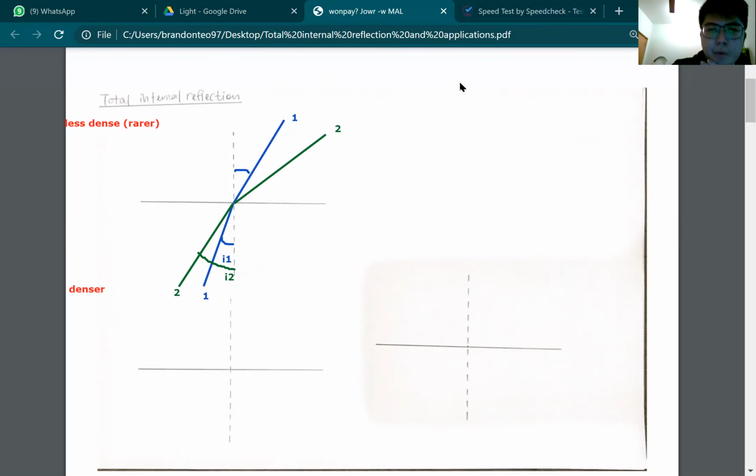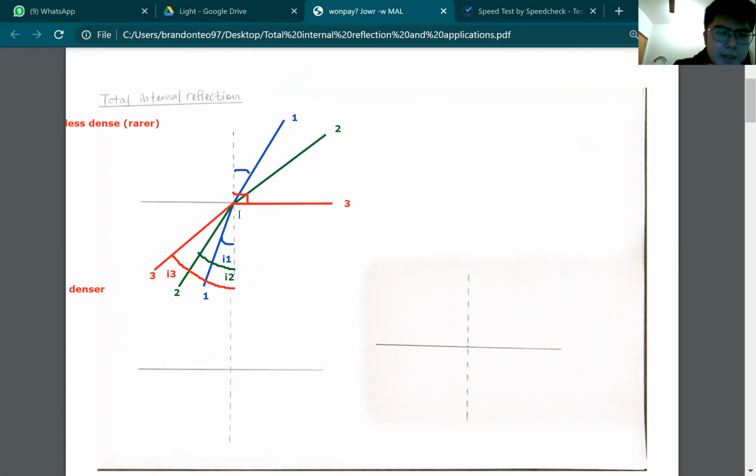Now if I keep on increasing, what will happen? If I keep on increasing until one point, you will see that the ray will lie flat on the boundary, like it is on the surface. The angle of refraction made by this ray is 90 degrees after being refracted. How about the angle of incidence? It is over here, and we label it as I3. This is ray number 3.